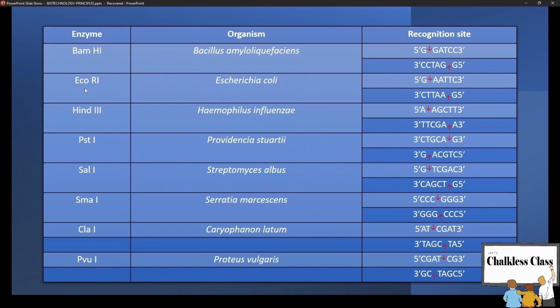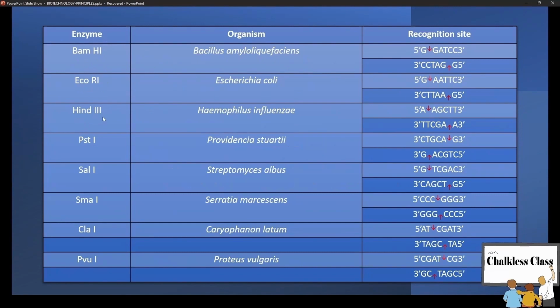In the same way, let us take EcoRI. E for Escherichia, CO for coli, R is the strain, and 1 is the first enzyme obtained from that bacterium. It cuts in between G and A. The sequence that it can identify is GAATTC.